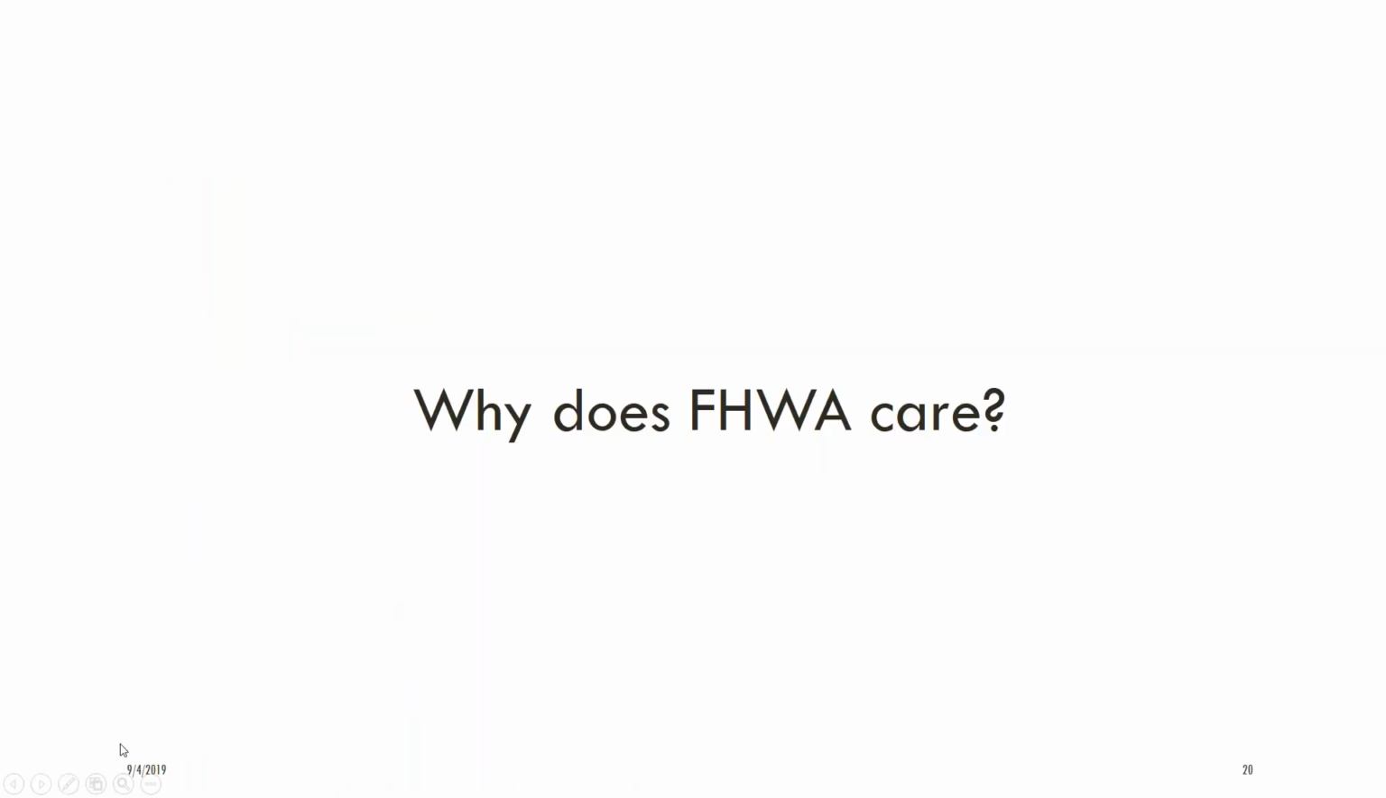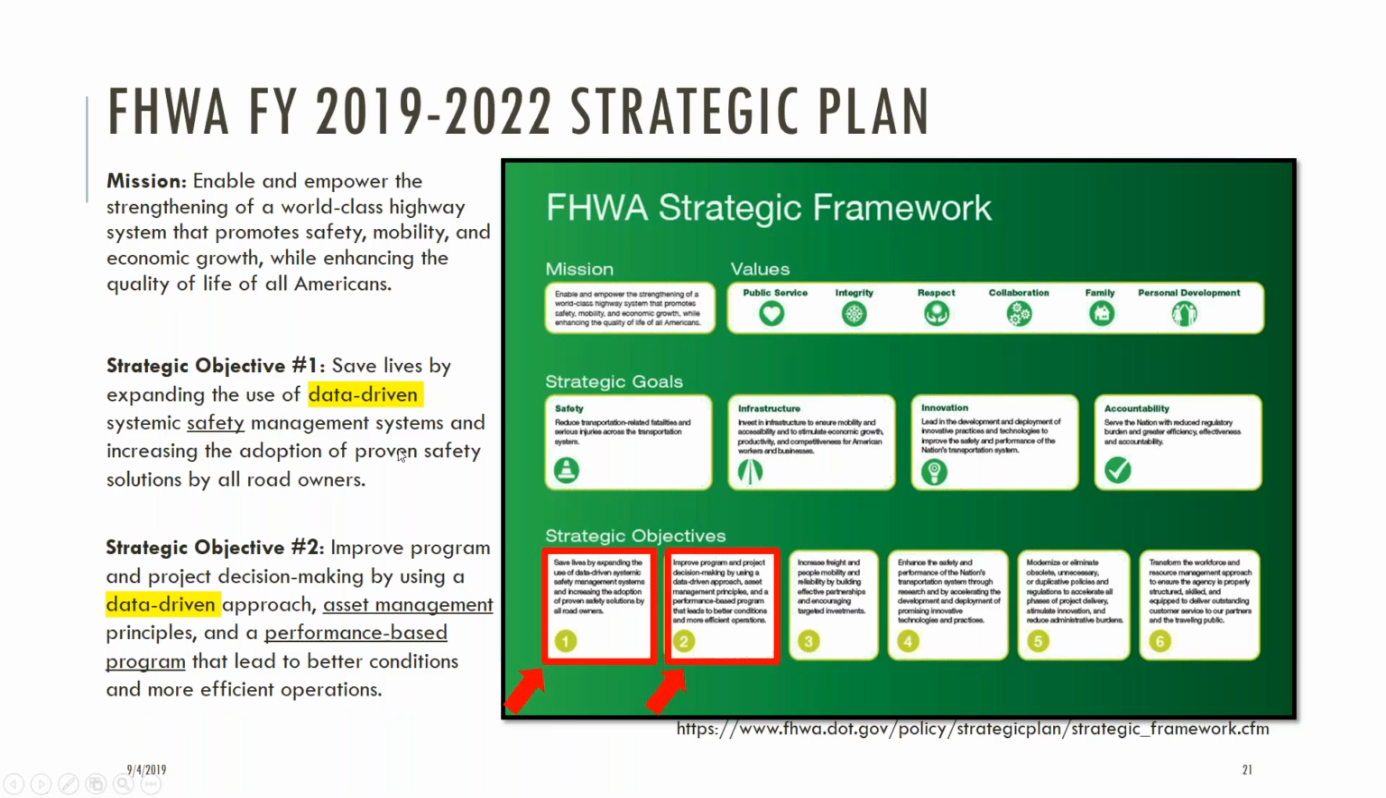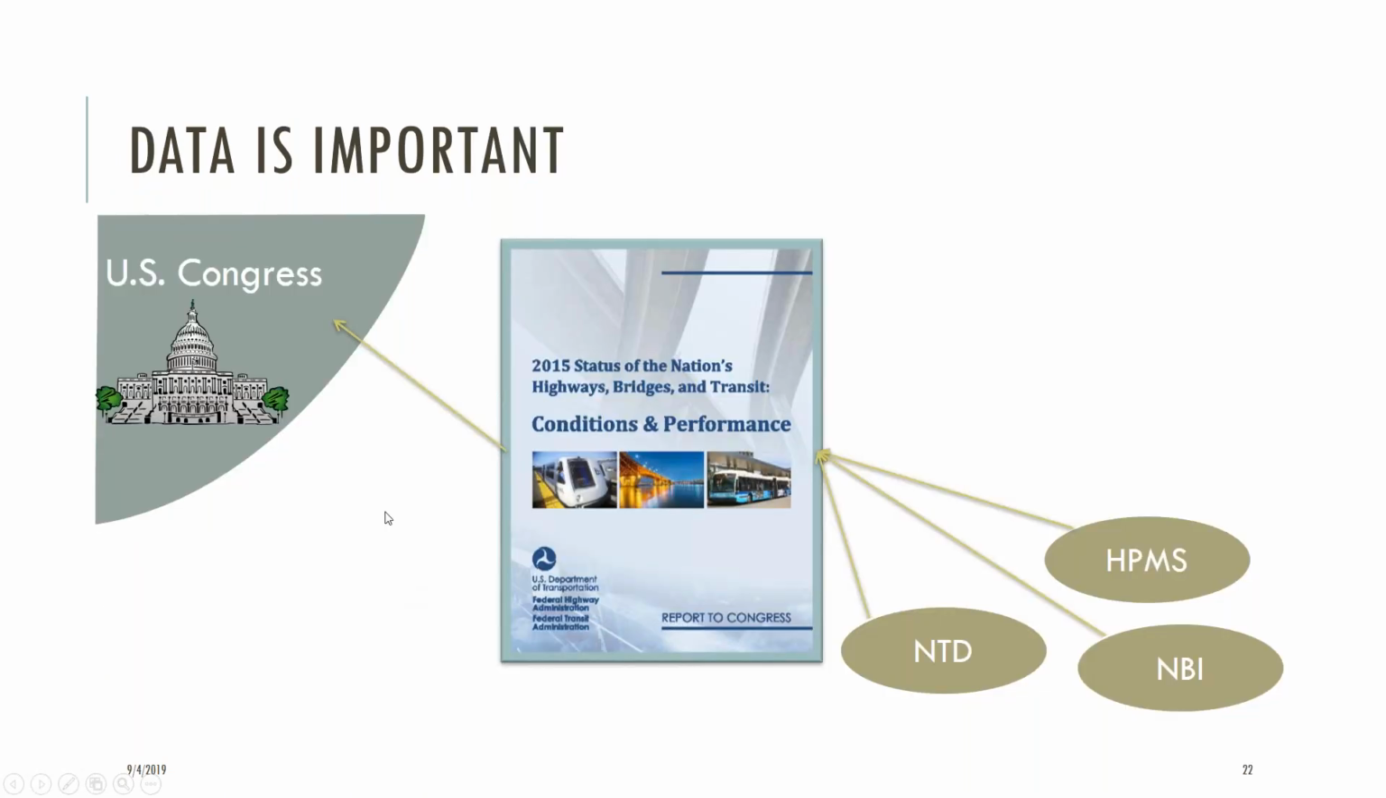So we have all these resources. Why do we care? Because we do. Part of our strategic plan at Federal Highway specifically calls out the importance of data. Our first strategic objective is focused on safety, and so we're really emphasizing the use of data-driven systemic safety management systems. Our second strategic objective involves improving program and project decision making by using a data-driven approach for asset management and performance-based programs. Those first two objectives really call out the importance of data, but really all of the objectives highlight the role that data plays.